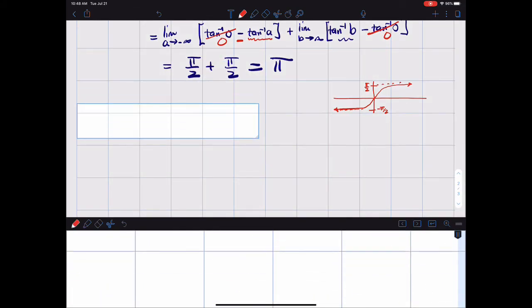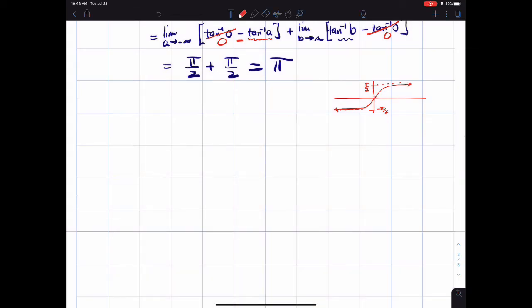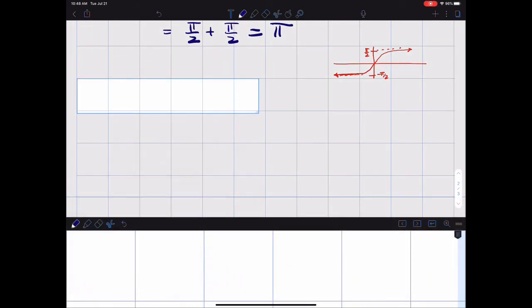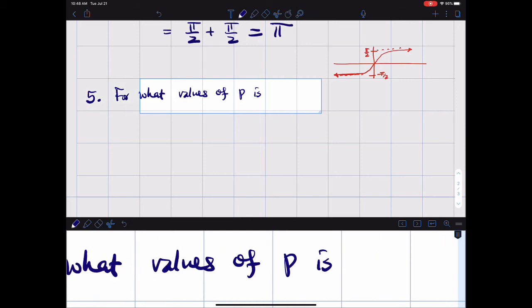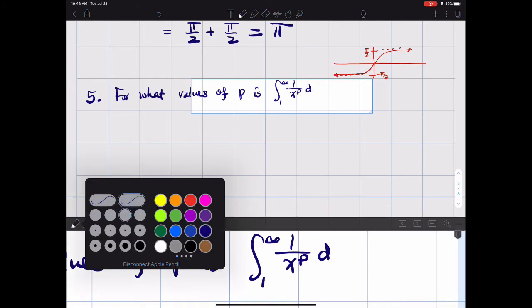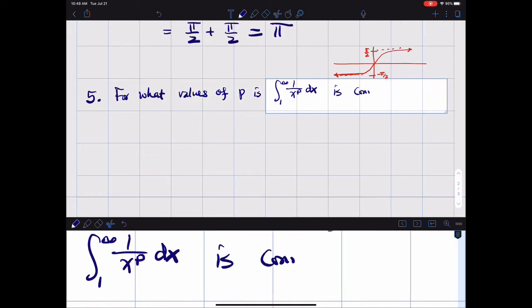All right, let's try another problem. What number is this? I think we just did number 4. Let me check. Okay, number 4. Call this number 5. For what values of p is the integral from 1 to infinity of 1 over x to the p dx convergent?